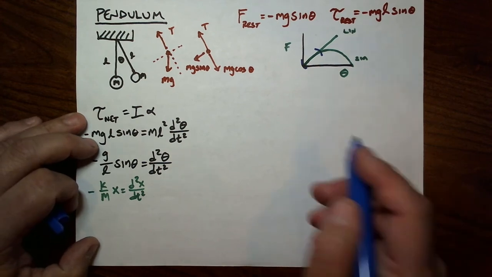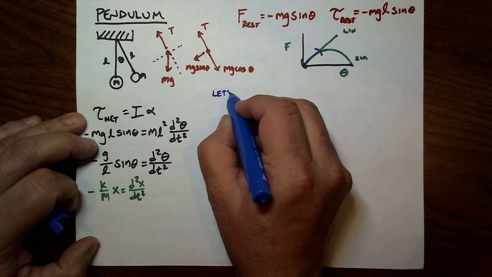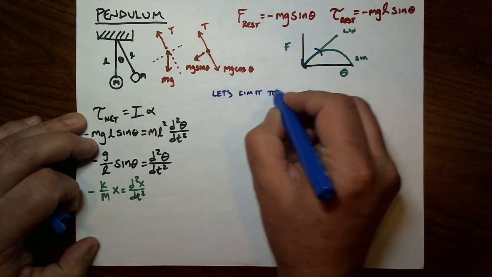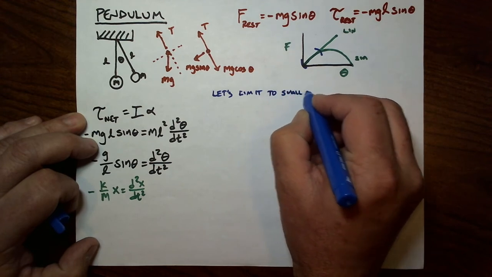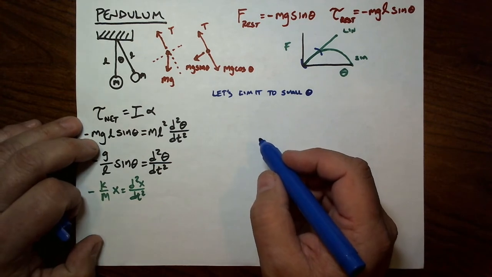So let's make an assumption. Let's limit ourselves to small thetas. Okay, that's supposed to be a theta. Now, what happens if you limit yourself to small thetas?